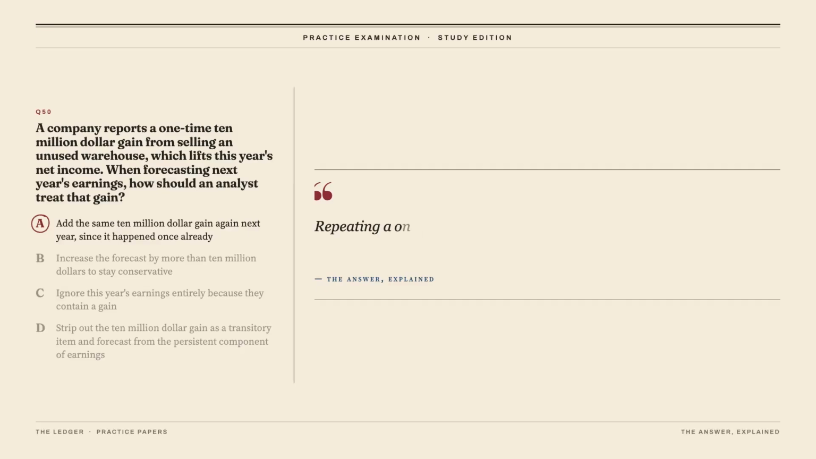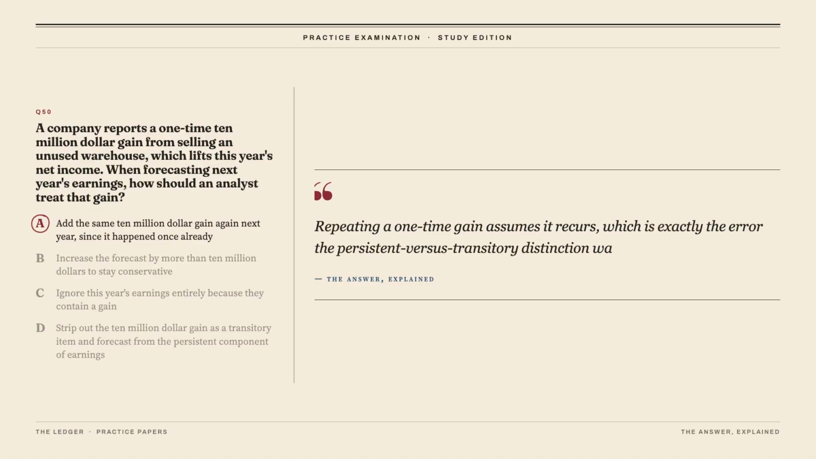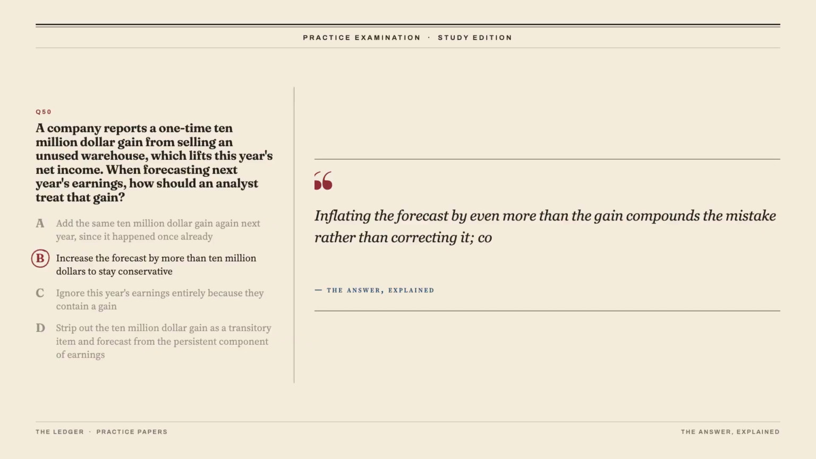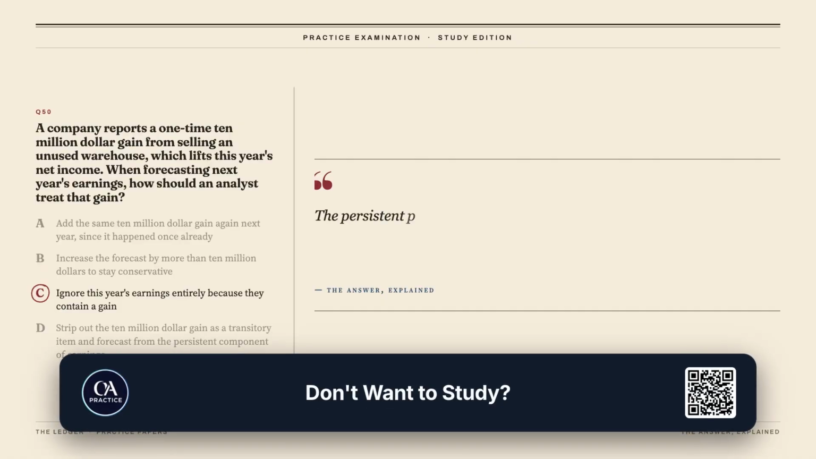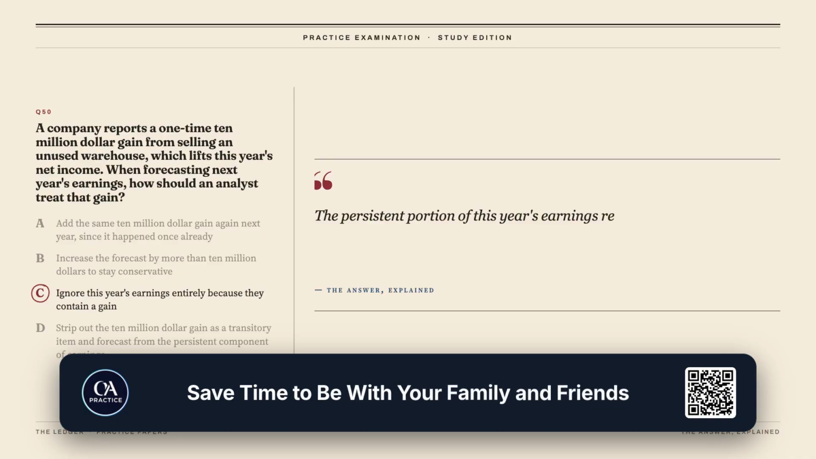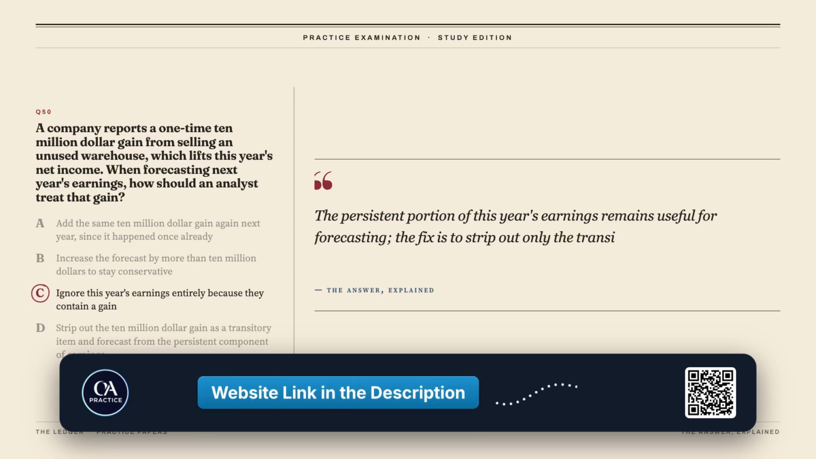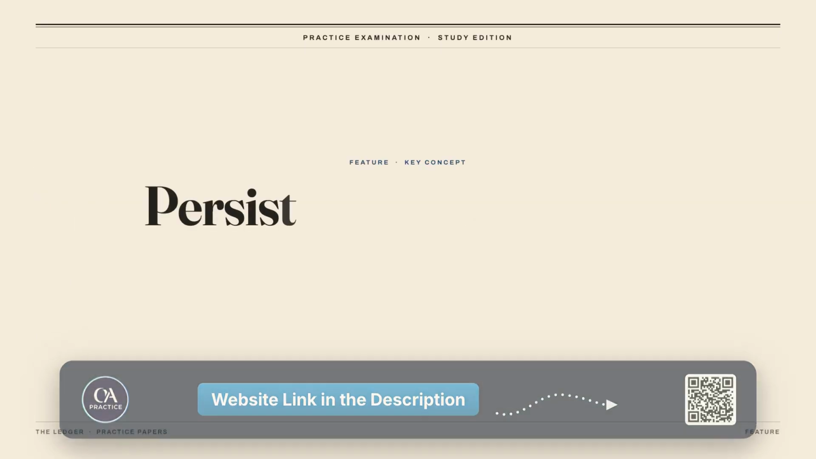A is wrong because repeating a one-time gain assumes it recurs, which is exactly the error the persistent versus transitory distinction warns against. B is wrong because inflating the forecast by even more than the gain compounds the mistake rather than correcting it. Conservatism means removing the transitory item, not adding to it. C is wrong because the persistent portion of this year's earnings remains useful for forecasting. The fix is to strip out only the transitory gain, not to discard the whole year.